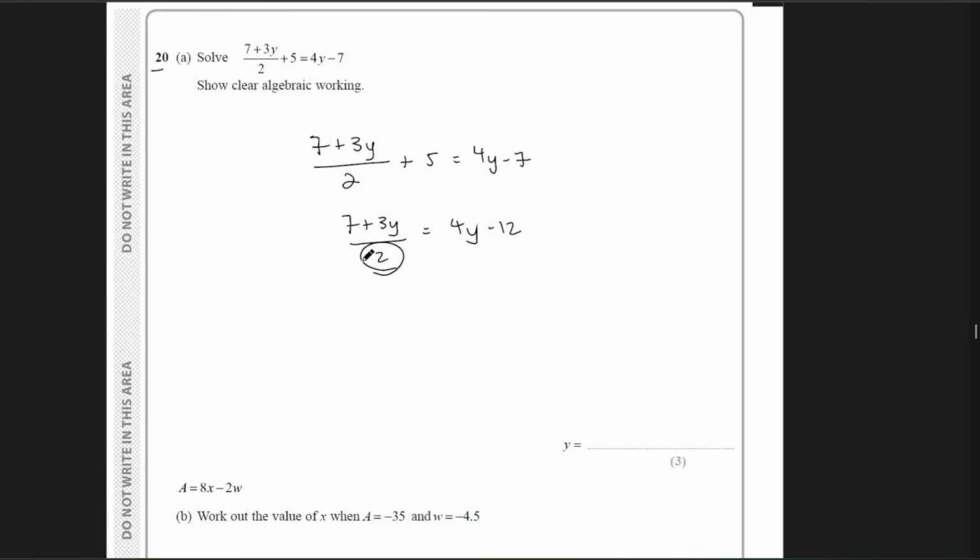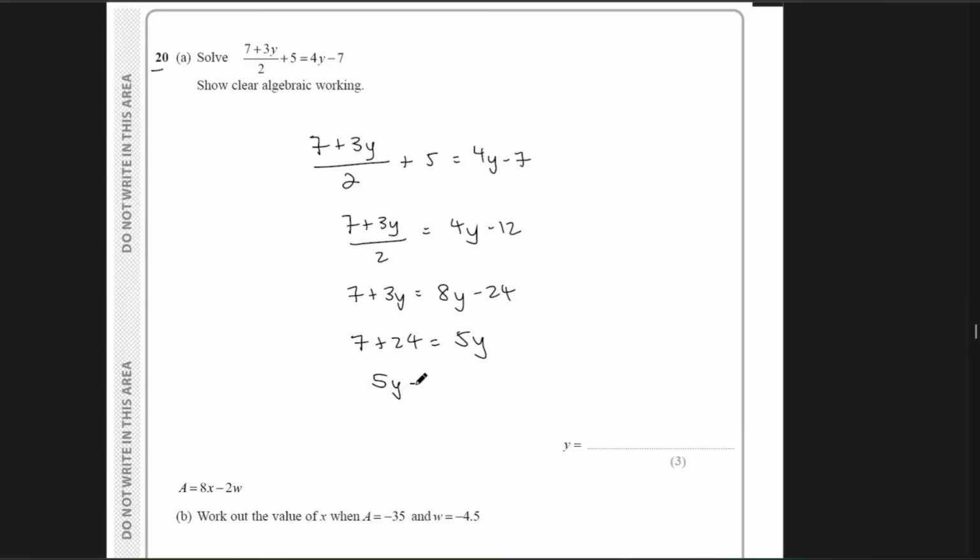And then we can move the denominator 2 to the other side, which will multiply. So 7 plus 3y is equal to 2 times 4y, which is 8y. 2 times minus 12 is minus 24. Then we can group all the y terms together. So 7 plus 24 is equal to 8y minus 3y, which is 5y.